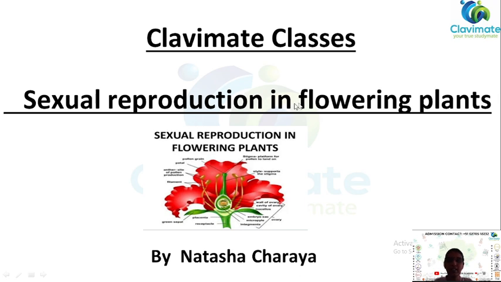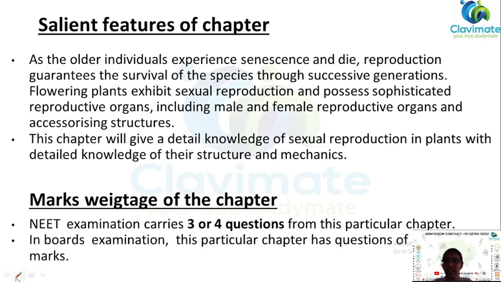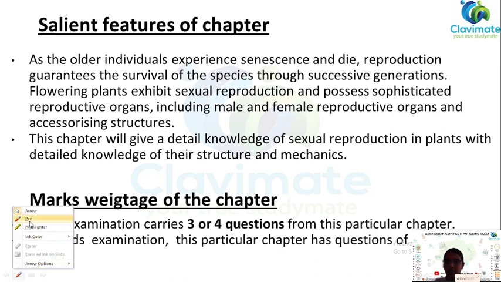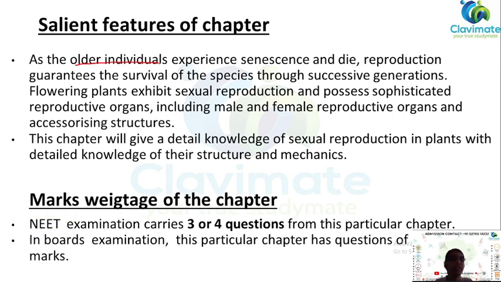So let us see the questions and answers from the topic sexual reproduction in flowering plants. The salient feature of this chapter is that we have seen older individuals undergo senescence and die. So we have reproduction, which guarantees successive generations.